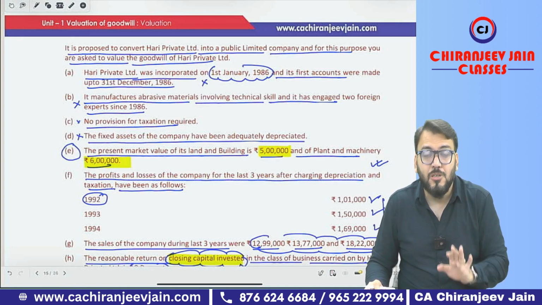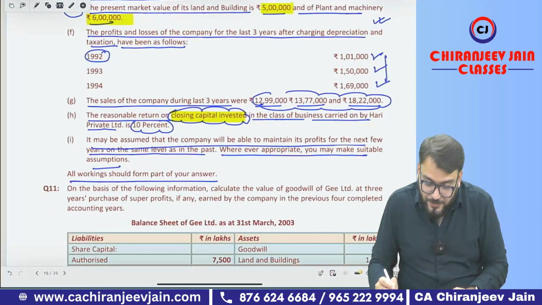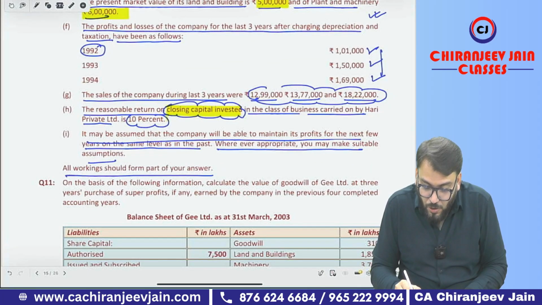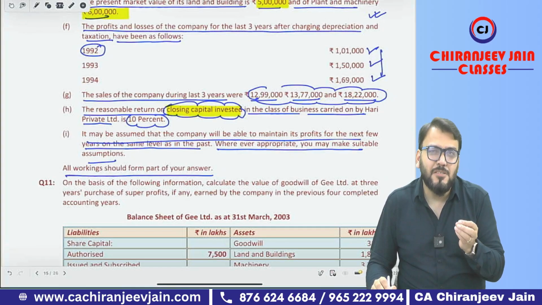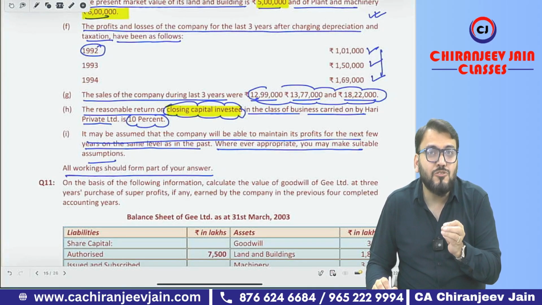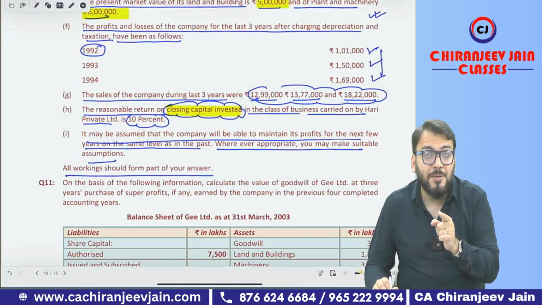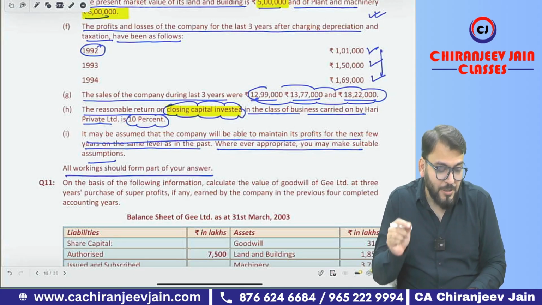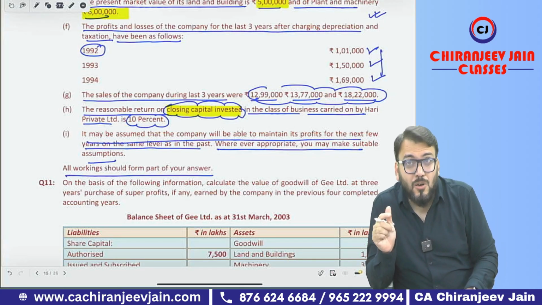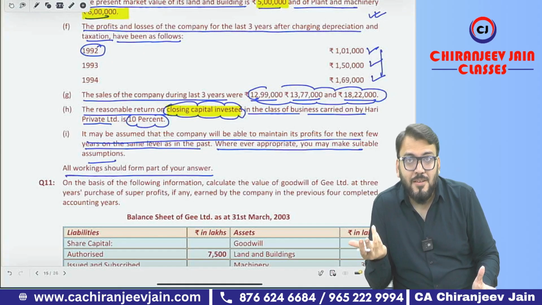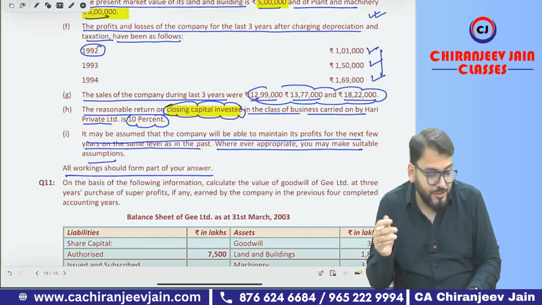Okay, understood. Now one thing is clear that because they have said the reasonable return on closing capital invested, can I say we need to use closing capital employed? That gives an indication that we need to use capitalization of FMP. Capitalization of FMP. Got this point? So here we are using what? Closing capital employed. Are you able to understand? Got this point? To write down.